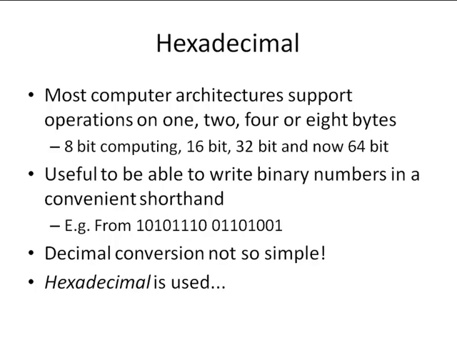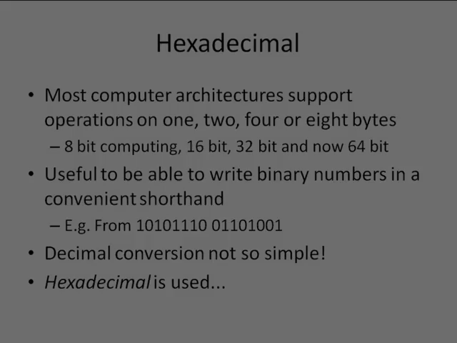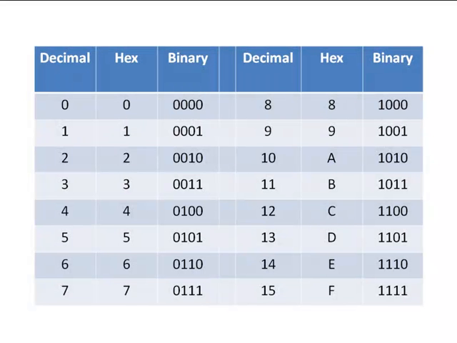We could convert all our binary digits to decimal and back, but the conversion isn't an automatic process. We can certainly do it, but it's not the most simple conversion. And so what is used instead is something called hexadecimal. So hexadecimal is a numbering system that has 16 different digits from 0 through to 15. And for the values above 9, we normally use the letters A, B, C, D, E, or F. It doesn't matter if they're capital letters or lowercase letters.